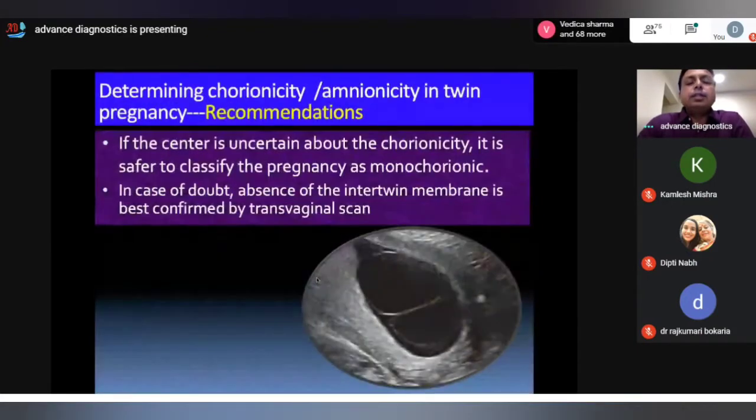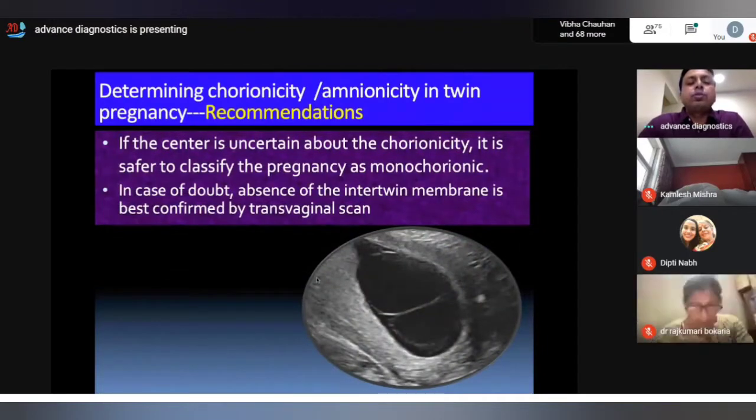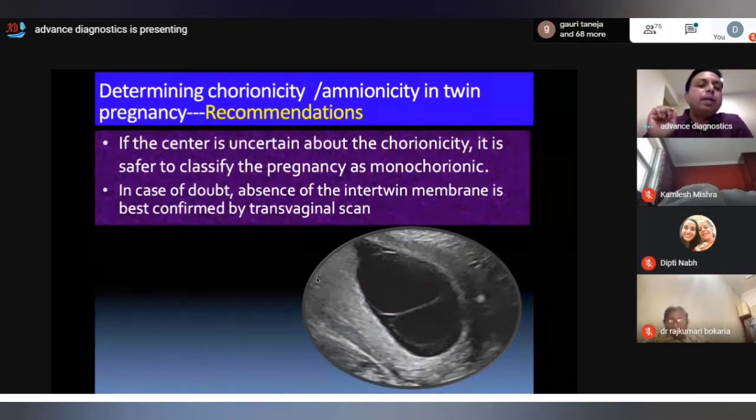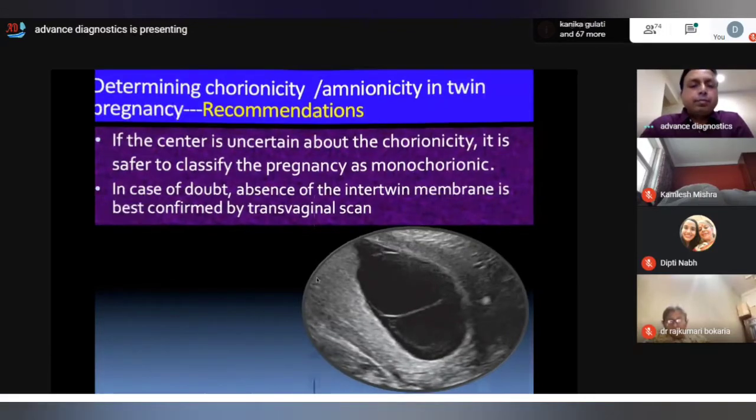If the center is uncertain about the chorionicity, it is safer to classify the pregnancy as monochorionic, so that the center should be ready for those complications. And in cases of doubt, absence of intertwining membrane is best confirmed by the TVS scan. So if you are not seeing a membrane on the TAS, then you must do the TVS before saying that it is absent.